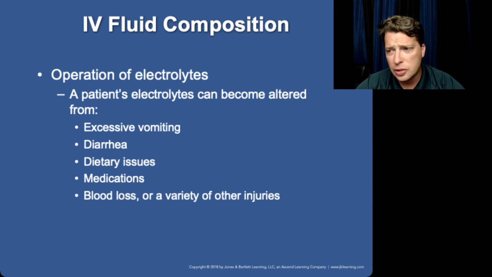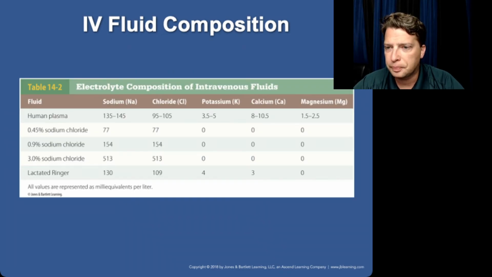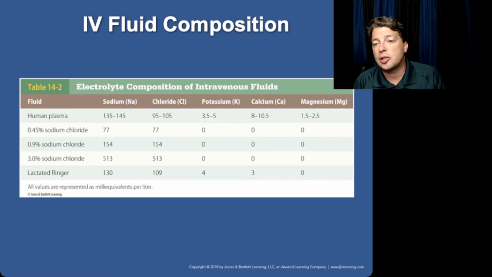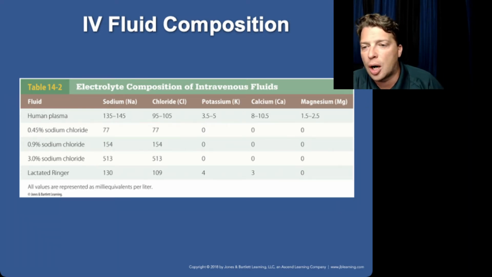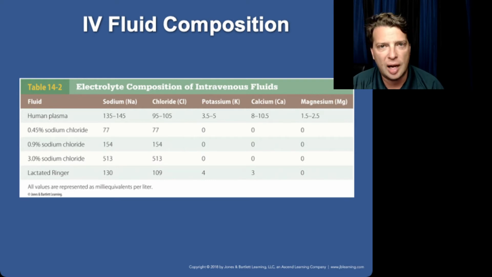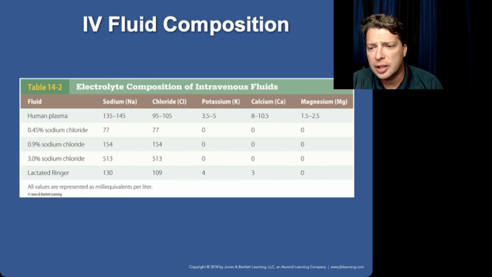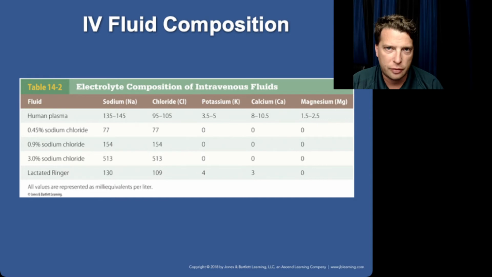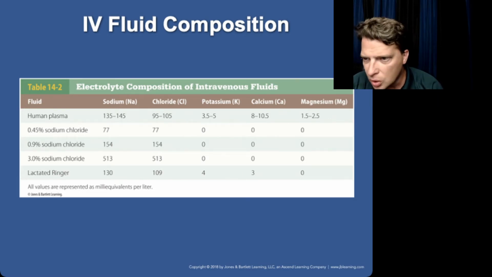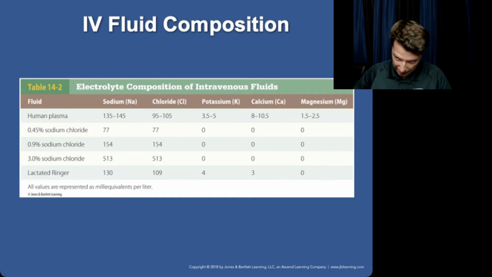So what's going to cause alterations of electrolytes? Well, you can see there, we've mentioned some of these before, leading to electrolyte issues. Now here's a cool breakdown explaining the differences between your normal blood plasma levels and what is present in our typical fluids. Our normal sodium level in our blood is 135 to 145. 0.9% sodium chloride, excuse me, has 154 milliequivalents of sodium in it. It also has 154 chloride. Notice that our plasma has 3.5 to 5 potassium, 8 to 10.5 calcium.